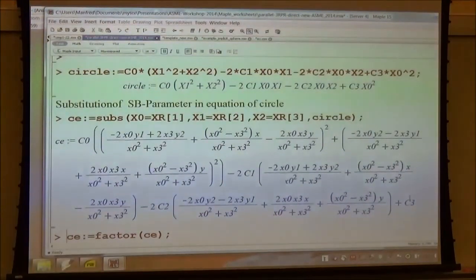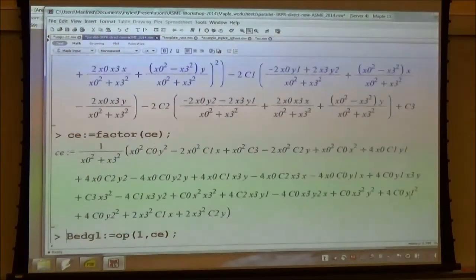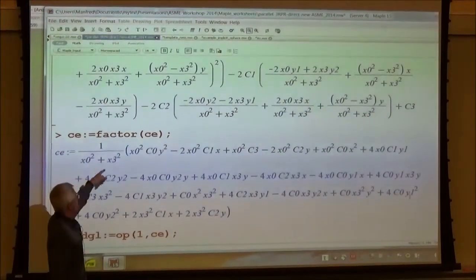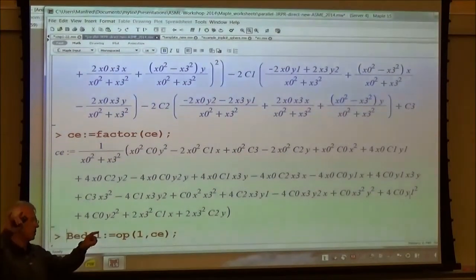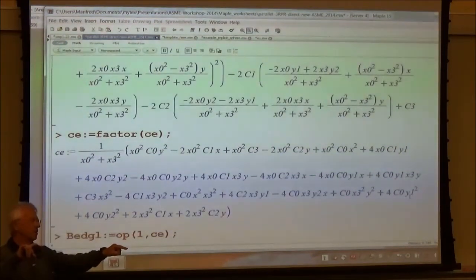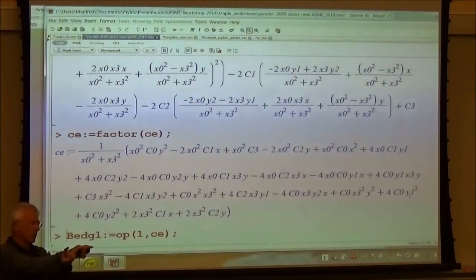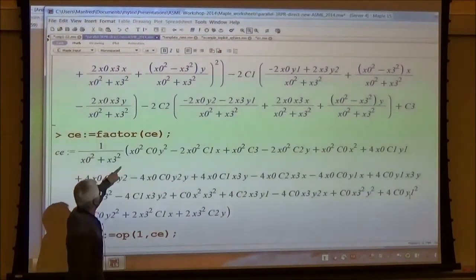And funny thing is, and this by the way is already in Bottema-Roth's book, when you factor this thing, then x0 square plus x3 square factors out, and you have just a quadratic equation. Because we could have expected that this is a fourth order equation. You are substituting quadratic expressions into a quadratic equation. You should expect this is a fourth order. But the quadratic term factors out, and it corresponds to this term here.